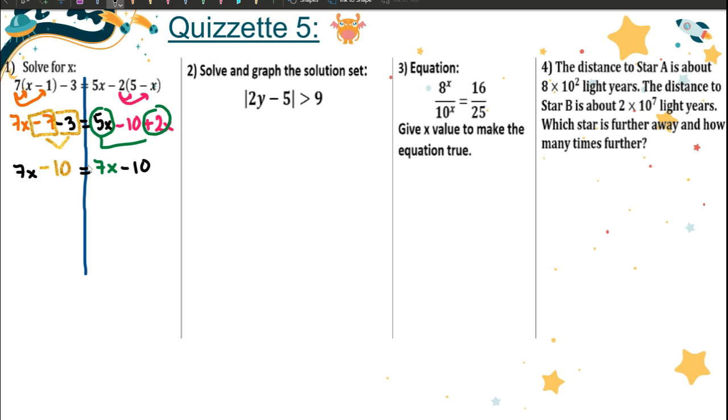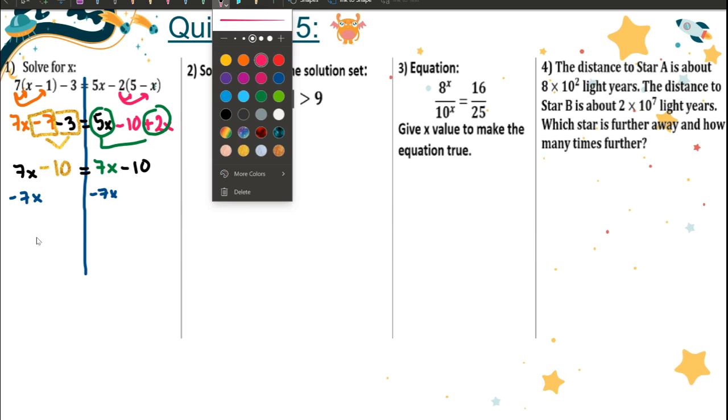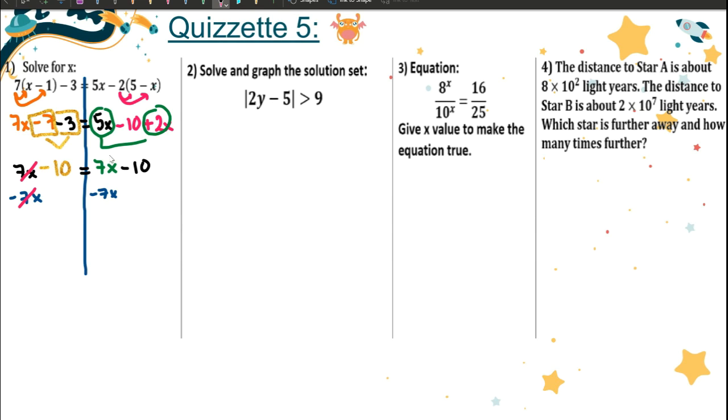Some of you may jump to the conclusion and say that it's many solutions. We are not done yet. You cannot make a conclusion until it's a statement. So continue solving for x. You have to subtract 7x from both sides. This will allow us to cross out the 7x on both sides. Then we end up with negative 10 equal to negative 10.